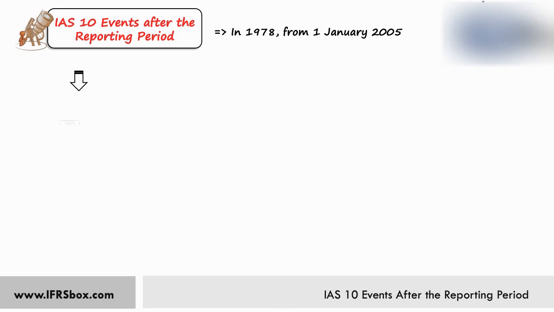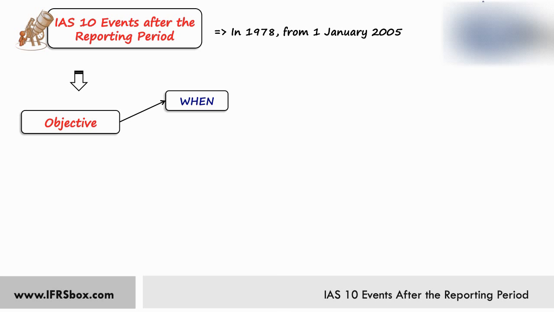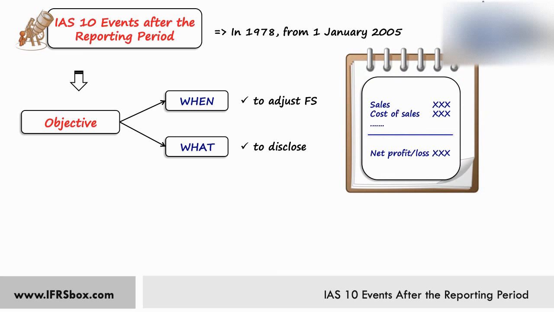IAS 10 has two main objectives. Number one, to prescribe when an entity should adjust its financial statements for the effects of the events that happened after the reporting period. So you do not account for all events, and we'll explain that later. And number two, what disclosures an entity should give in relation to these events in its financial statements.